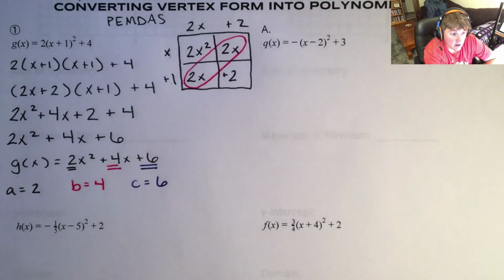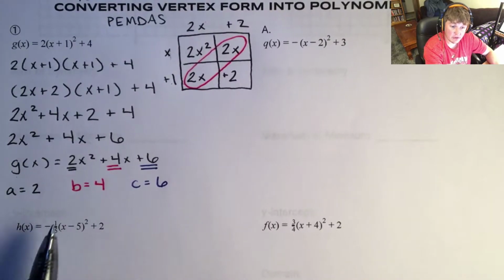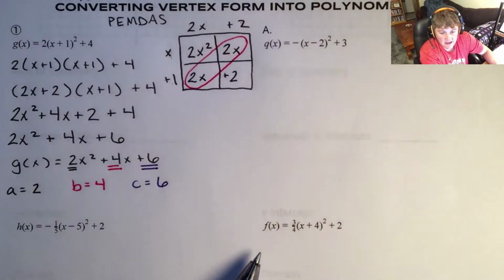Okay, that is kind of it for the first one. I'm going to go ahead and do h of x because it has a fraction here and a negative number, and so that will really prepare you well for q of x, and then also f of x.